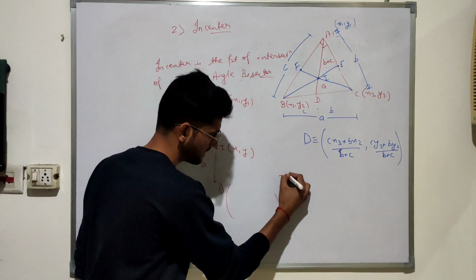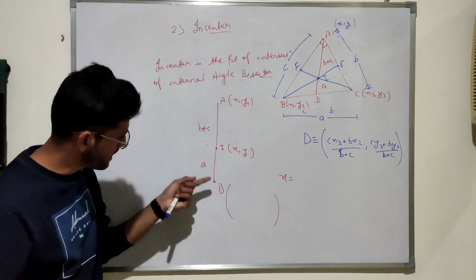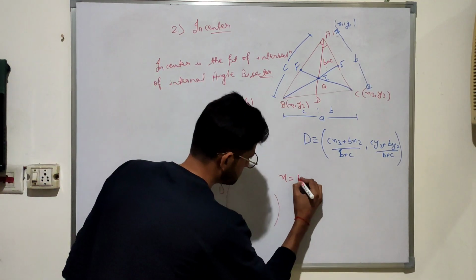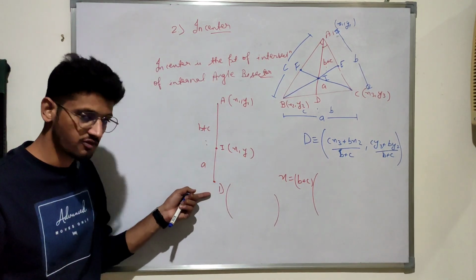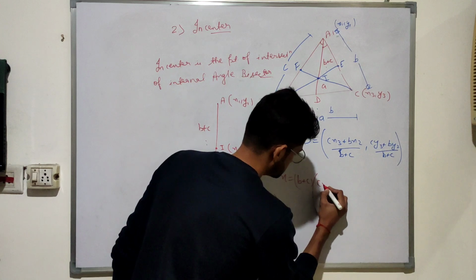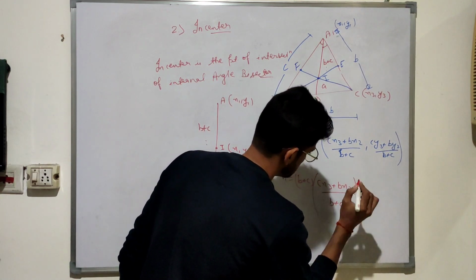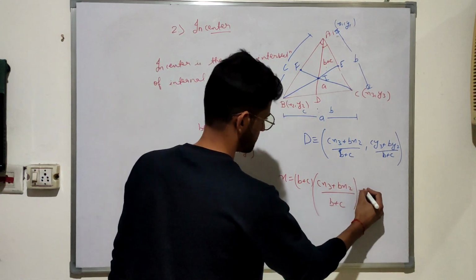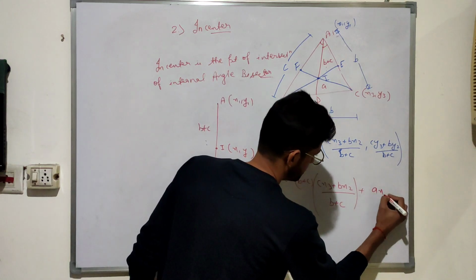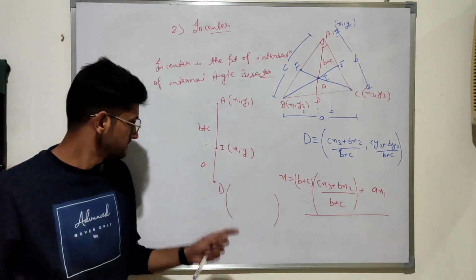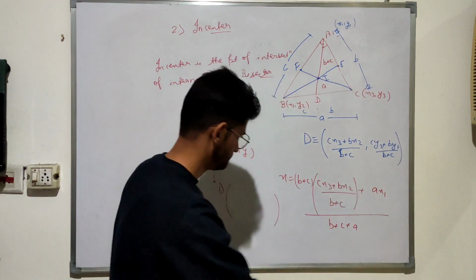So easily we can write, applying the section formula, the x coordinate of point X is equal to (B plus C) multiplied by the x coordinate of point D, that is (cx3 plus bx2) divided by (B plus C), plus A multiplied by the x coordinate of point A, that is A into x1, divided by m plus n. Here m plus n is B plus C plus A.